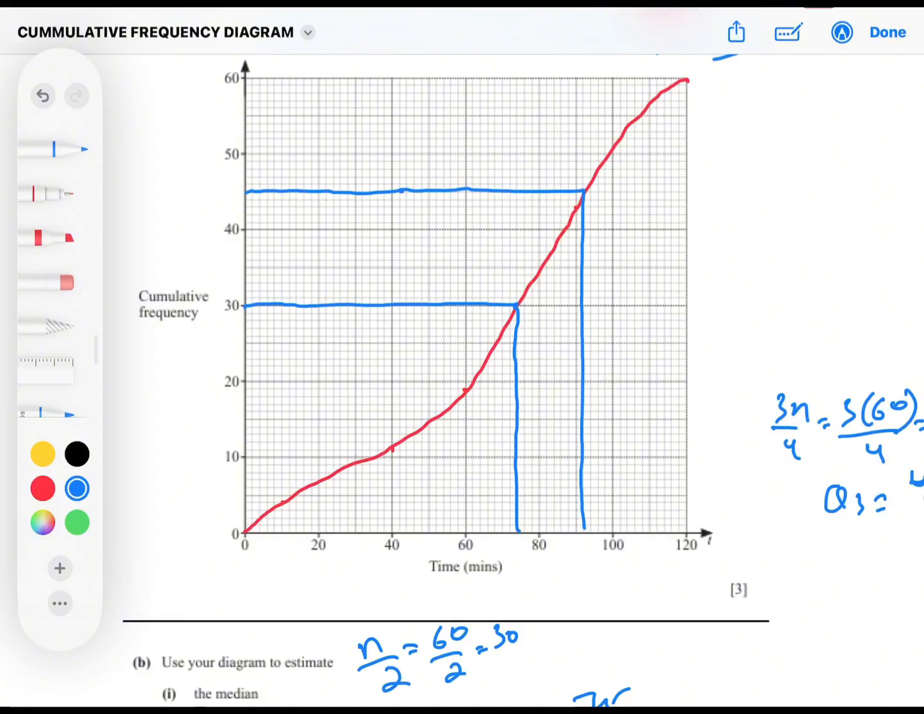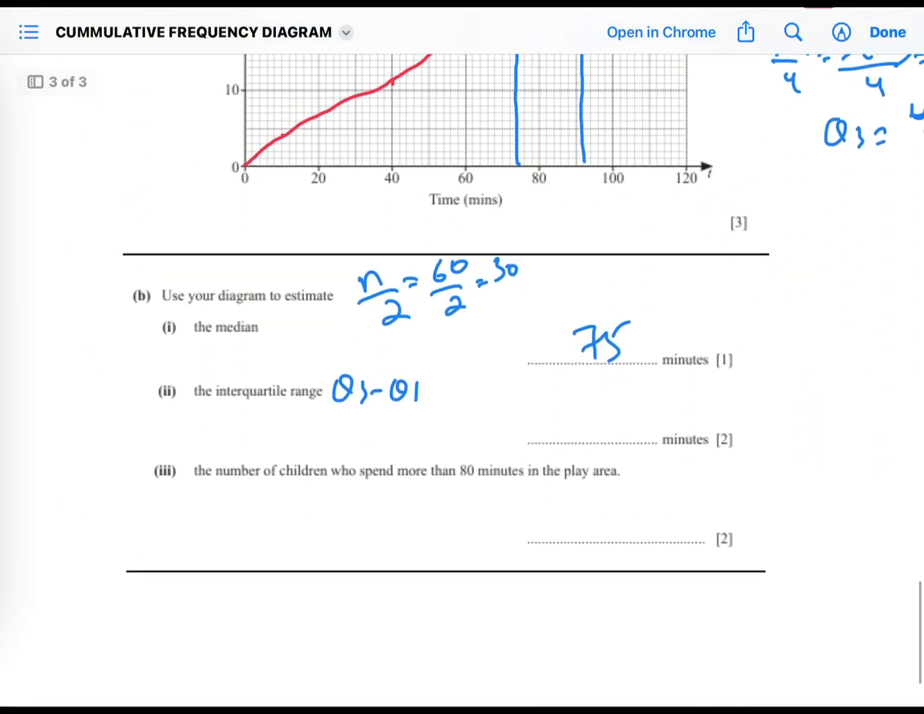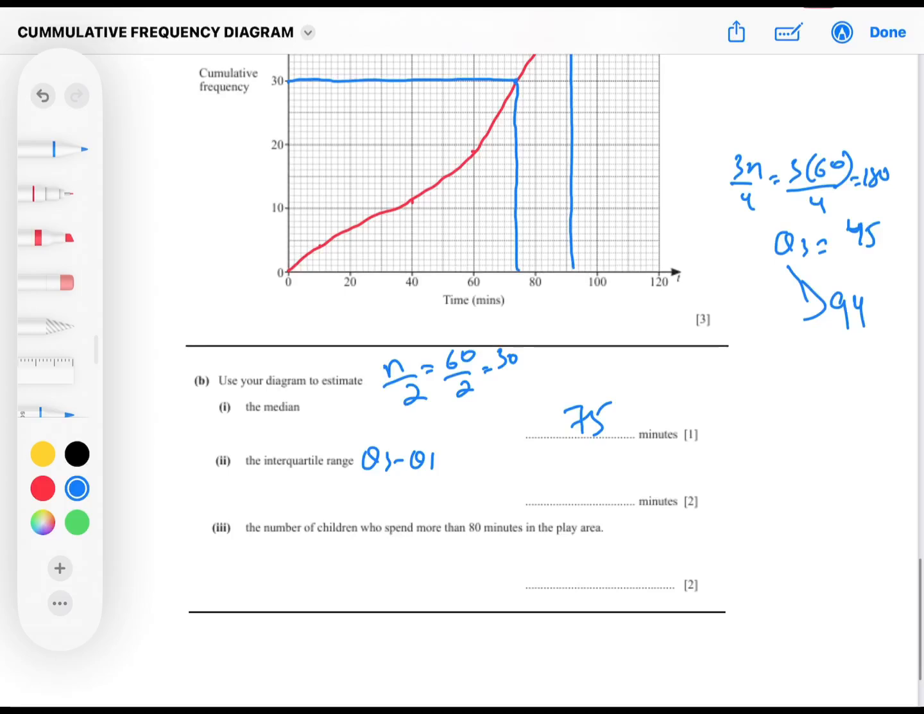So at q3, at 45, it looks like I'm getting 80, then we have 90, and it will be 92. So I'm getting 92, or 94. I think 94 is the correct value. So we are getting 94 here. So we have to be very careful with that. We don't make a mistake.